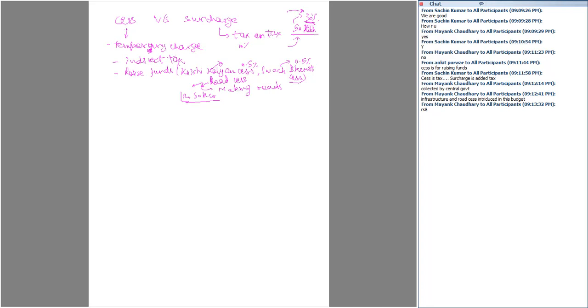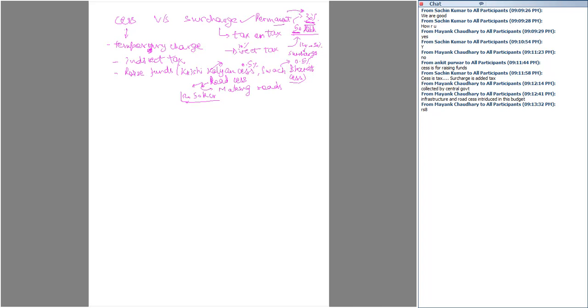So if somebody is getting, say, 1 crore as the salary, so 30% straight away goes to government, and in fact, it is more than 30%. Depending on whatever is the surcharge rate, that particular amount gets added onto it. And yeah, so surcharge is a tax on tax. And this is more of a permanent feature, unlike cess. And this is like a direct tax. So cess is like an indirect tax.